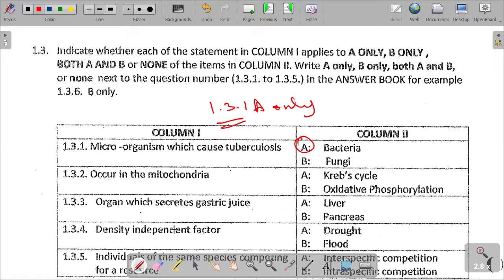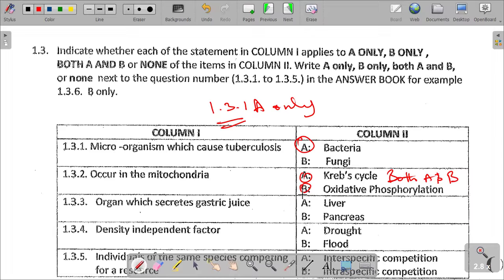What occurs in the mitochondria? The Krebs cycle occurs in the mitochondria, and the oxidative process also occurs in the mitochondria. So it is both A and B. It's both A and B in number 1.3.2.